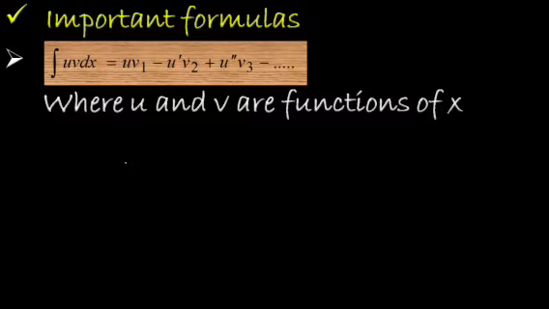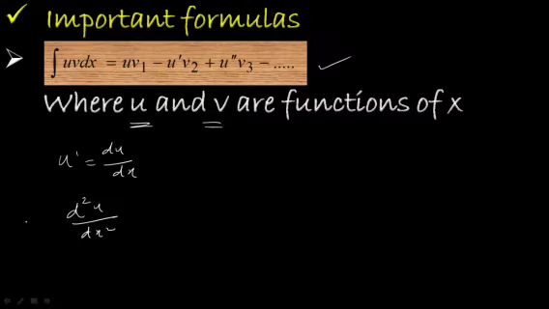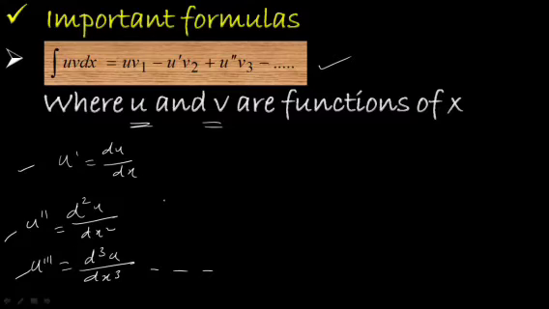Before that, let me have a short look over the formulas that we are going to use in the problem. This is a very important formula, Bernoulli's formula: integral uv dx is equal to uv1 minus u dash v2 plus u double dash v3 etc. Here both u and v are functions of x. Here u dash represents du by dx, the first derivative of u, and d squared u by dx squared is u double dash, and u triple dash is d cube u by dx cube, etc.